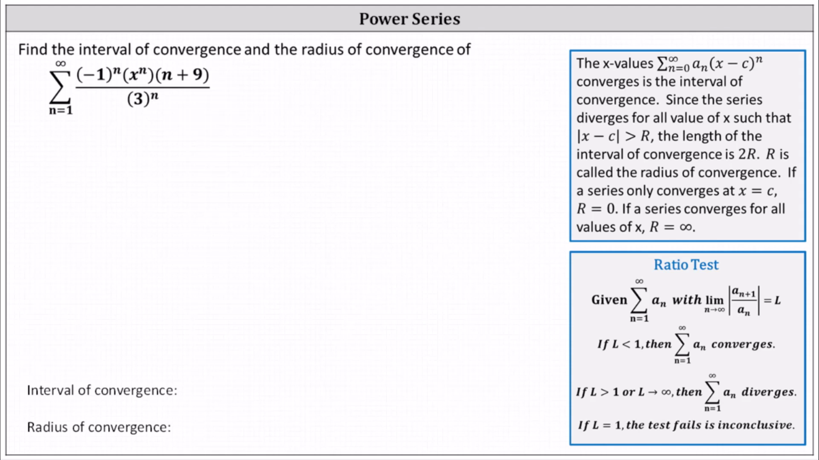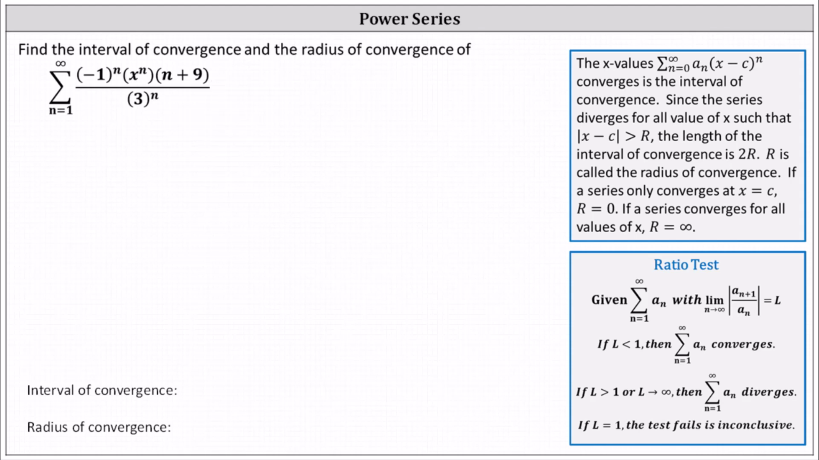Find the interval of convergence and radius of convergence for the given power series. We have the sum from n equals 1 to infinity of the product of negative 1 to the power of n and x to the power of n and the quantity n plus 9, all divided by 3 to the power of n.